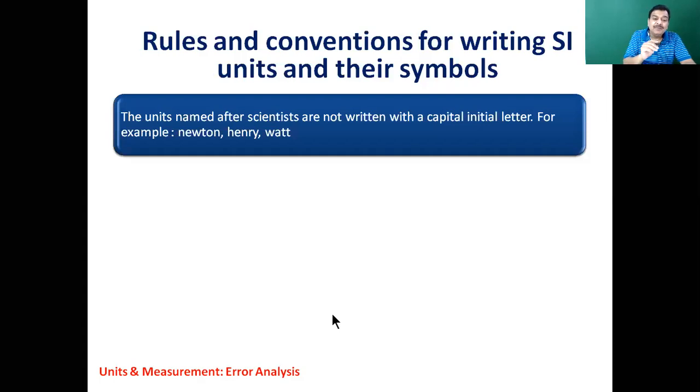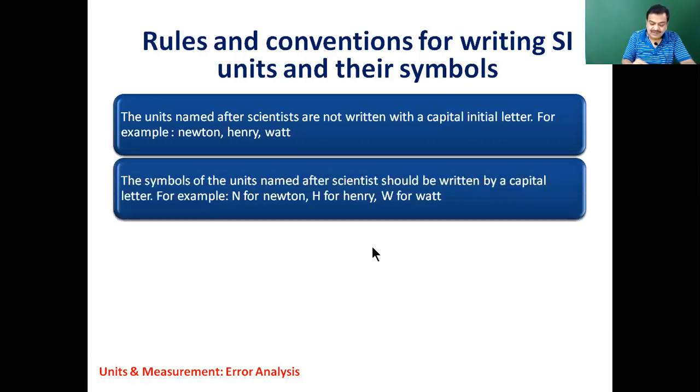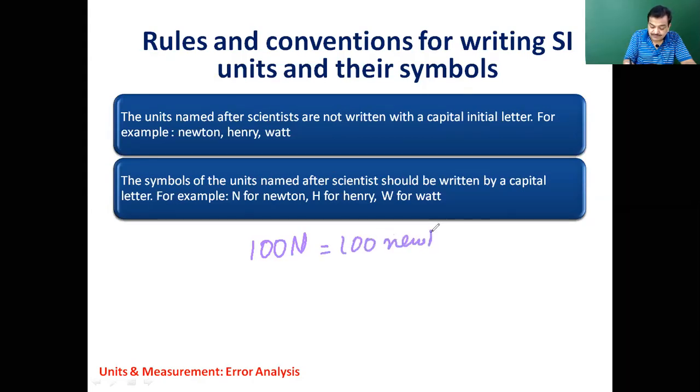The unit names after scientists are not written with a capital initial letter. For example, Newton. You will not write capital N. I'll give you an example. And when you're writing only the abbreviation for that word, then you write a capital letter. देखो, if I say a force of 100 Newton, it's fine. It is 100 Newton. Got it? अगर मैं खाली N लिख रहा हूं तो it is 100 N, capital N.